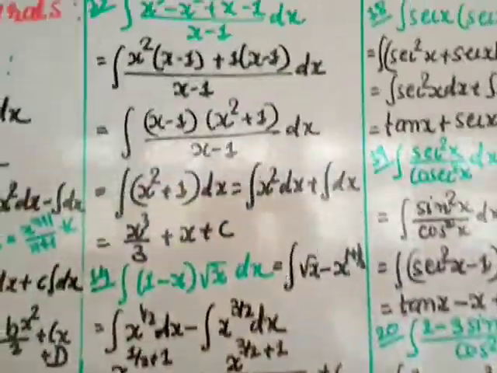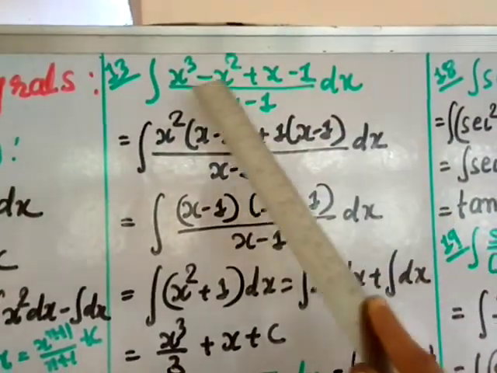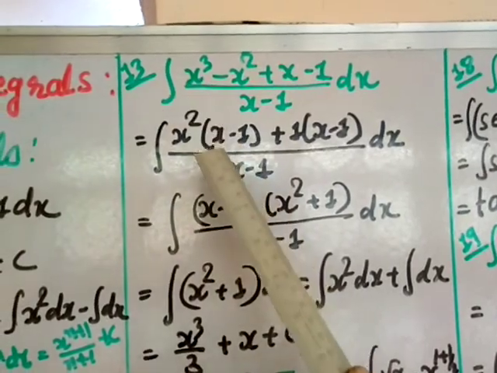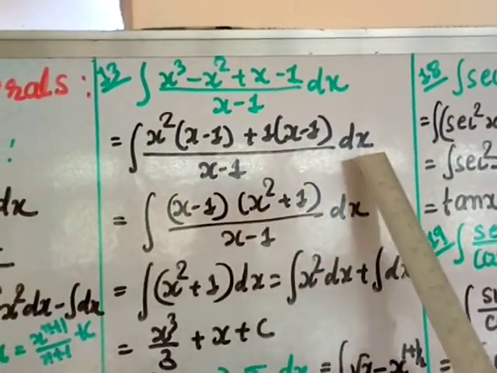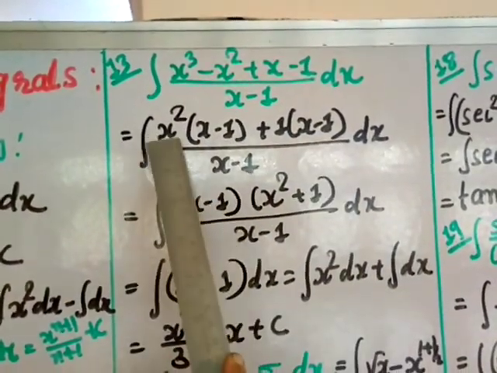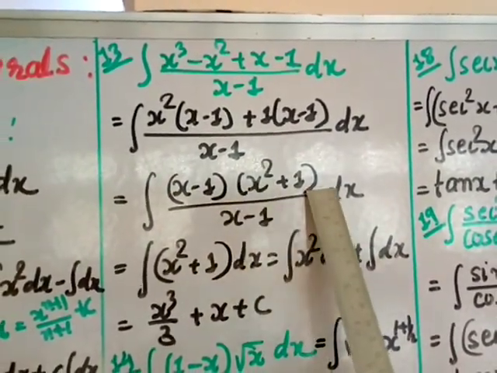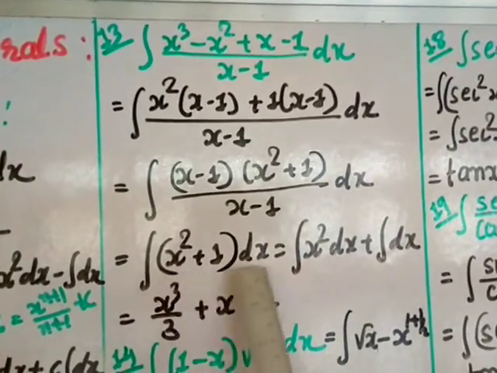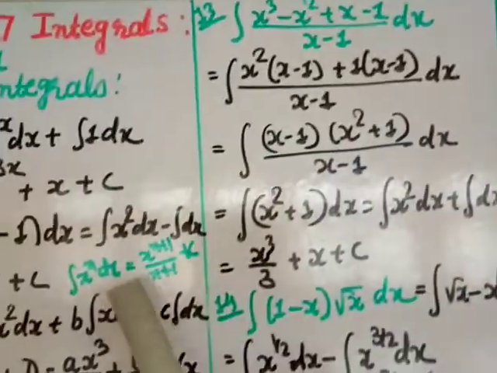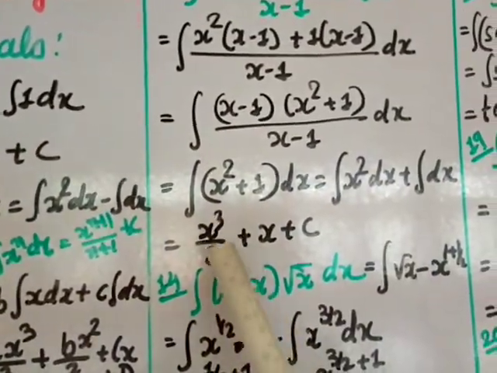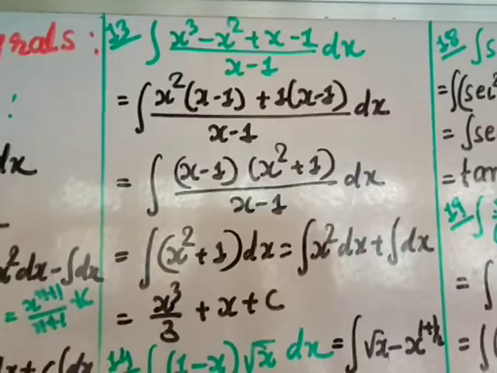Question number 13. Integral x cube minus x square plus x minus 1 divided by x minus 1 dx. From here I will take x square common, so here remains x minus 1 plus, from here I will take 1 common, so x minus 1 divided by x minus 1 dx. X minus 1 here, this is x square plus 1 divided by x minus 1 dx. X minus 1 cut, here remains x square plus 1, so integral x square plus 1 dx. Give integral separately, so integral x square dx plus integral dx. Again I use the same formula, so here power 2, so it comes x cube by 3 plus integral of dx is x, plus c. So that is the answer for question number 13.